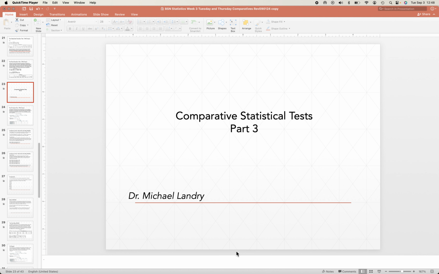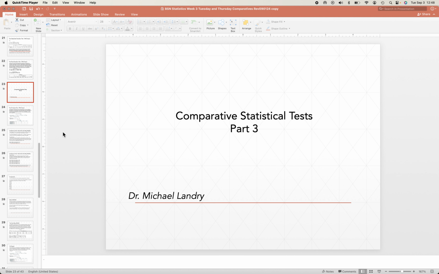Here again. This is part 3 of our discussion of comparative statistical tests. In the last discussion, we were talking about our t-tests. Remember, t-tests compare the means of two groups. We noted that if we don't have scale data, we use their non-parametric equivalent, which for the independent samples t-test was the Mann-Whitney U, and for the paired samples t-test it was the Wilcoxon test.